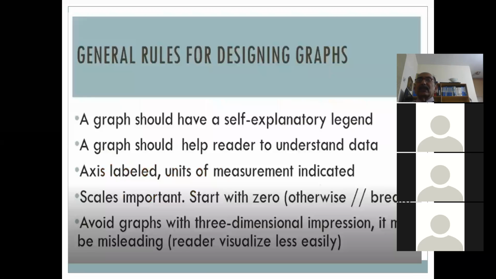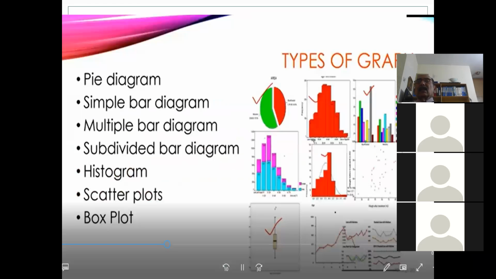So the general rule of designing a graph: it should have a self-explanatory legend and should help the reader to understand the data. Axes must be labeled properly. Units of measurement must be indicated. Very important. Now, these are common types of graphs which we use in our research: pie diagram, simple bar diagram, multiple bar diagram, subdivided bar chart, histogram, scatter plot, box plot. We can see them one by one.